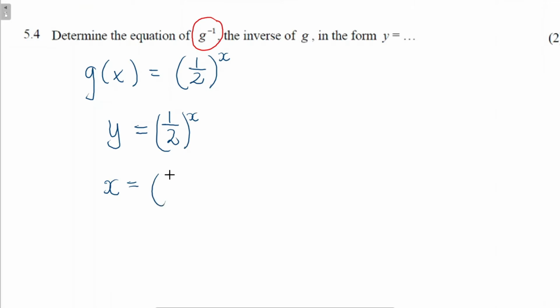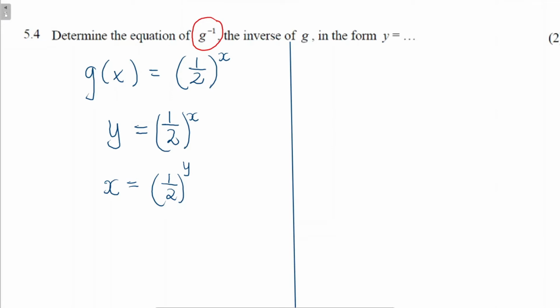So it's going to be 1 over 2 to the power of y, right? But then we are not done. We know that if we have a function, the equation of a function is in the form of y is equal to something. That means that we need to isolate this y variable. So to isolate the y variable, we just need to solve for y. So how do we do this, guys?